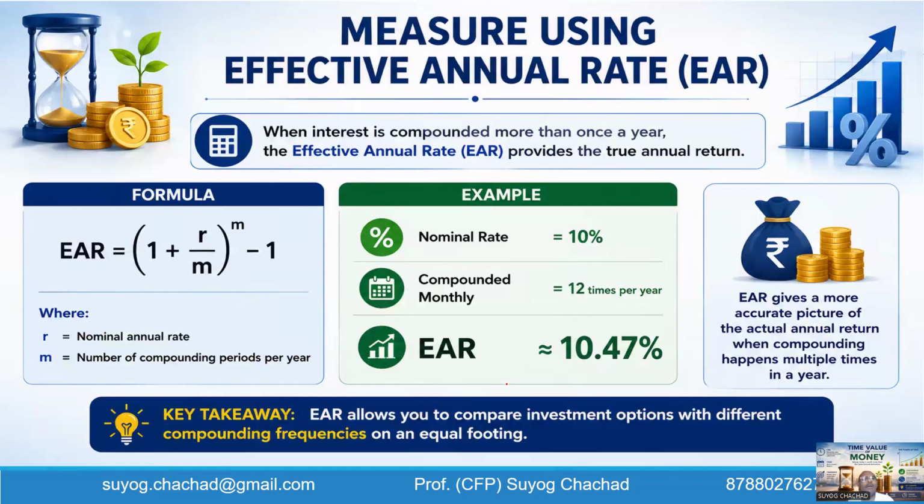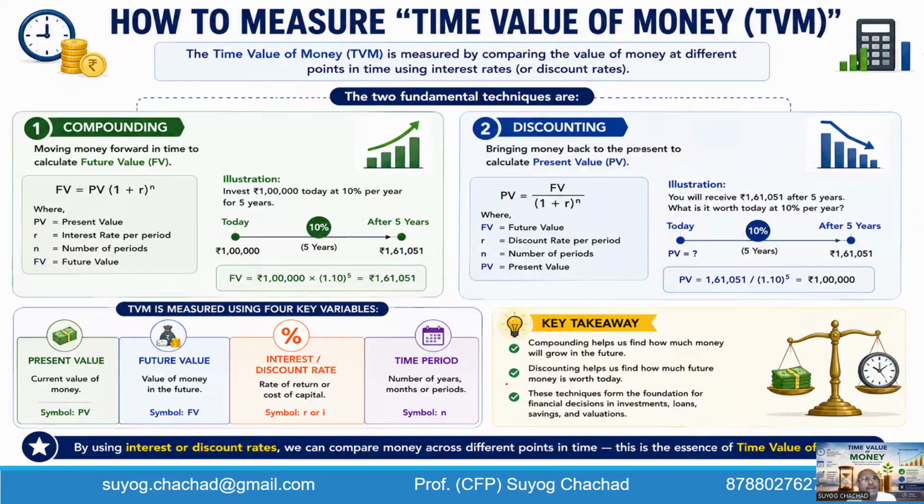So this is how we calculate different rates or even the present value or the final value using simple or compound interest with different compounding frequencies. Now let's understand the difference between compounding and discounting.